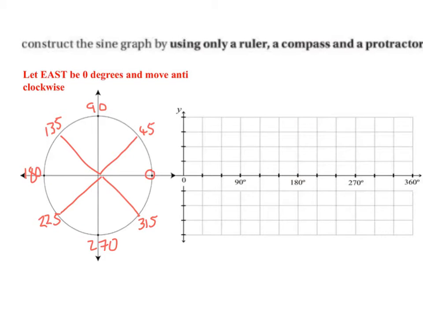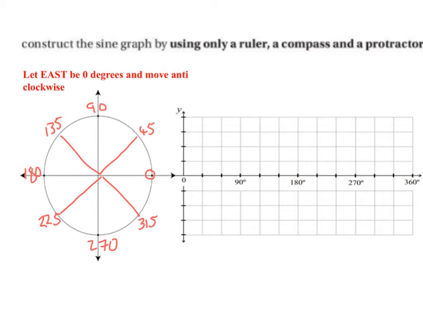So alternatively, you could break your unit circle up into 8 sectors, each with an angle of 45 degrees. So starting again in the east, we have 0 degrees, moving anti-clockwise 45 degrees, 90 degrees, 135 degrees, 180 degrees, 225 degrees, 270 degrees, 315 degrees, and back to 360 degrees.